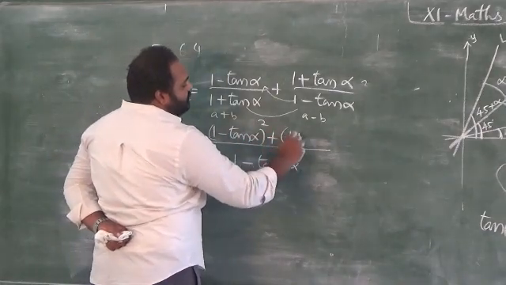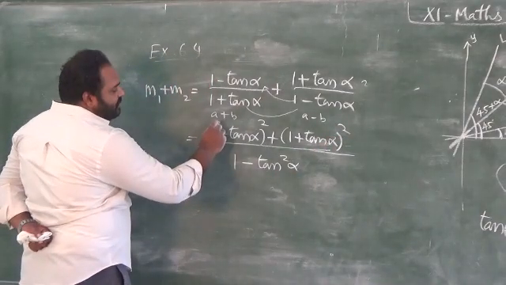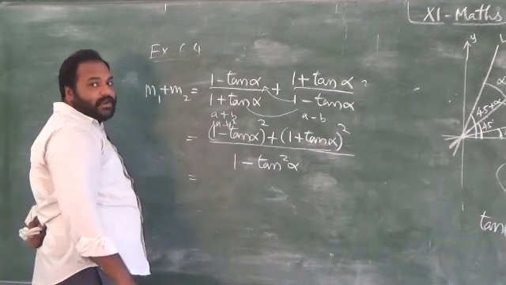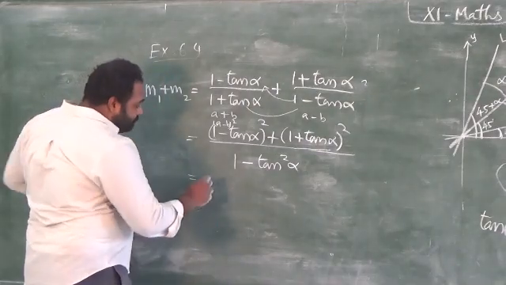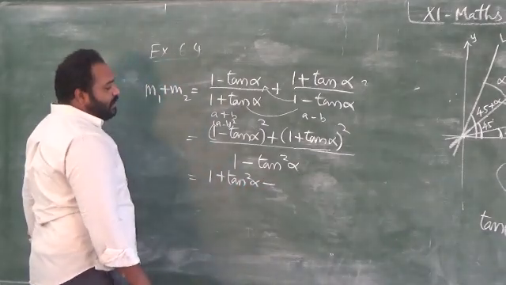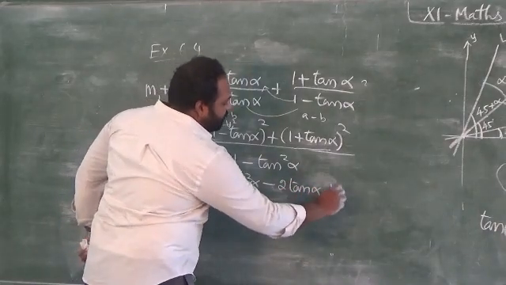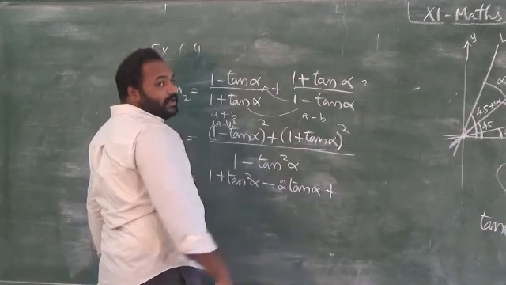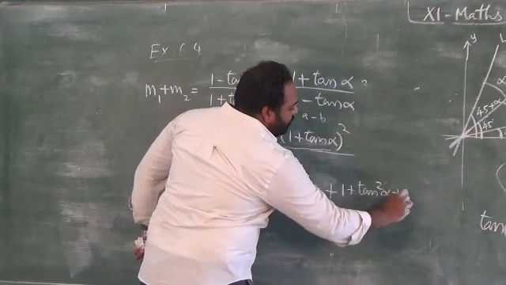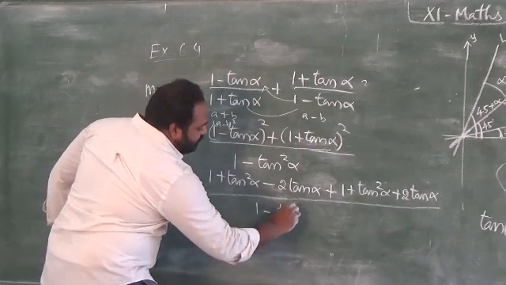Same like that, 1 plus tan alpha whole square. Now it is in the form of the A minus B whole square formula. What is the formula? A square plus B square minus 2AB. So 1 plus tan square alpha minus 2AB, which is 2 into 1 into tan alpha, 2 tan alpha. Same like that, this is A plus B whole square, A square plus B square plus 2AB, 2 tan alpha, all divided by 1 minus tan square alpha.